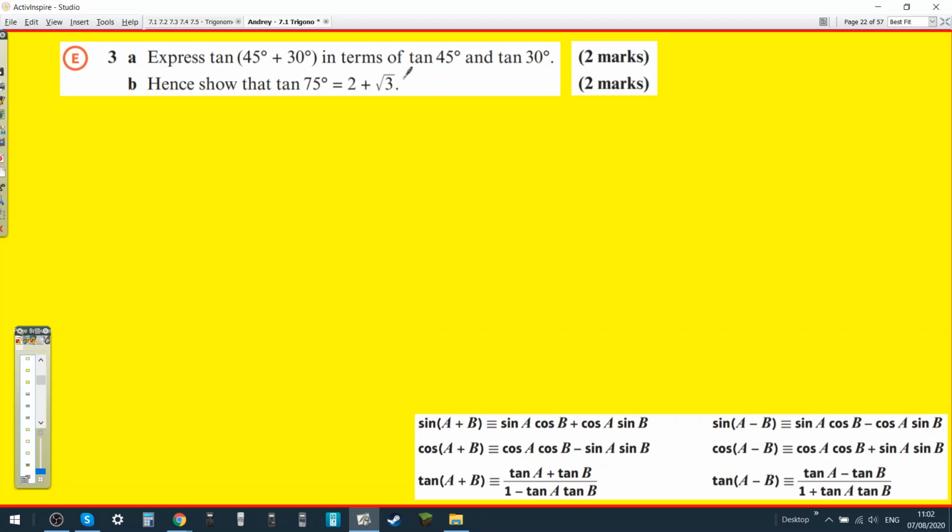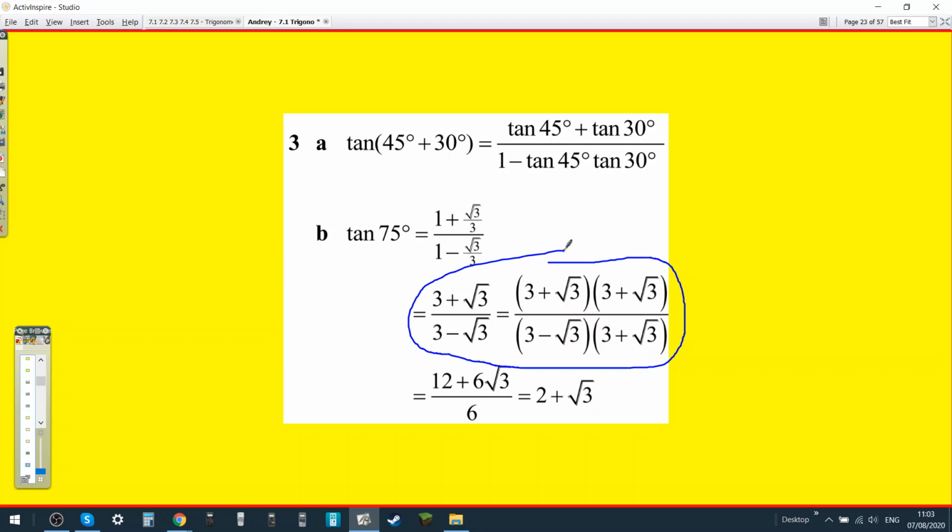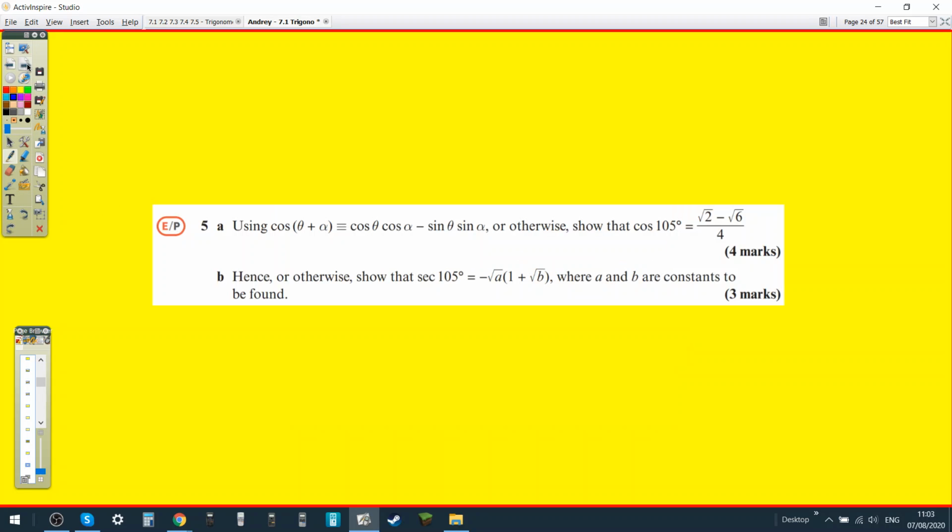So you'd say tan 45 is whatever. So tan 45 is 3 plus root 3. Tan 30 is also 3 plus root 3. And so you can see there, they put 3 plus root 3 everywhere. So they actually did this middle step. So don't leave that one out. Other than that, you're good.